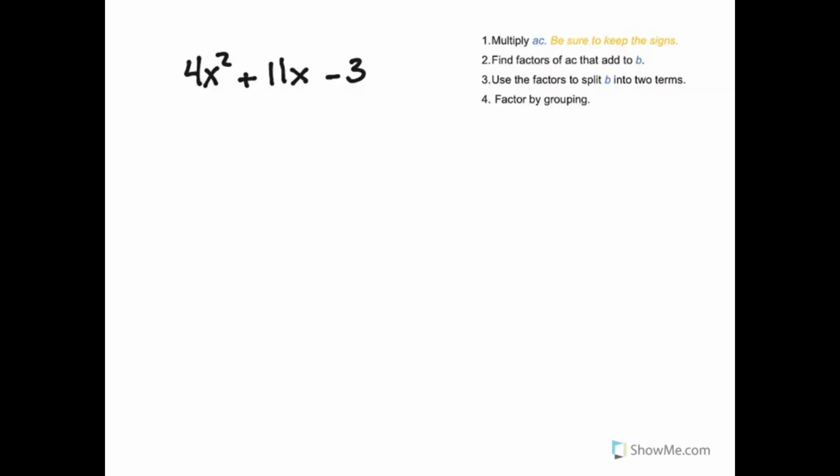Let's try factoring this polynomial, 4x squared plus 11x minus 3, by both methods. So first I'm going to start with the AC method. A is 4 and C is negative 3, so I want to multiply those together. 4 times negative 3 is negative 12. And I want to find all the factors of negative 12 that add up to be 11.